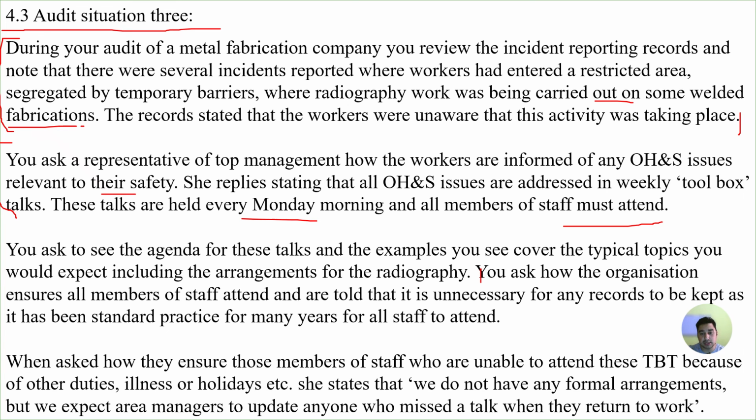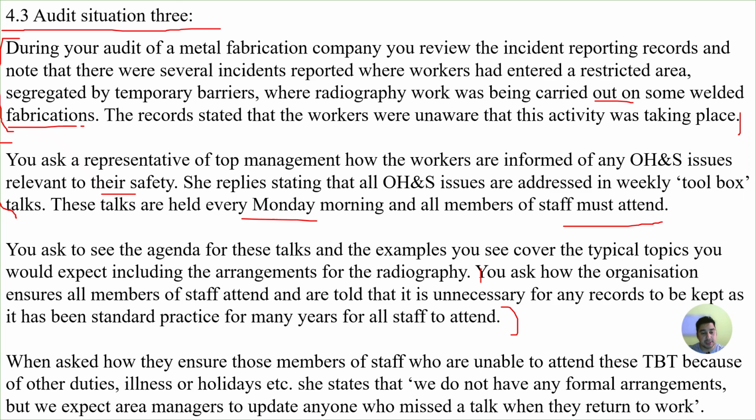Then you ask how the organization ensures all members of the staff attend and are told that it is not necessary for any records to be kept, as it has been standard practice for many years for all staff to attend. She replied to you.